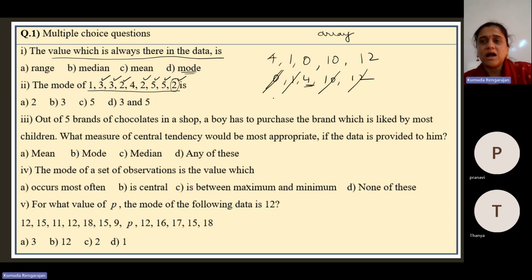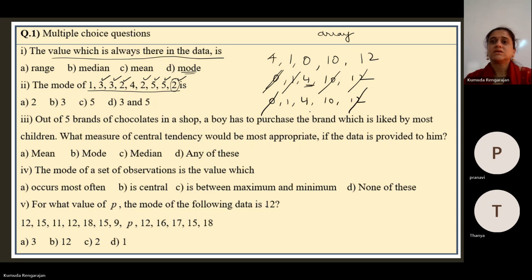I repeat, arrange the data in ascending or descending order, any order. Then slash the first number from the left, slash the first number from the right, slash the second number from the left, second number from the right. This is the median.